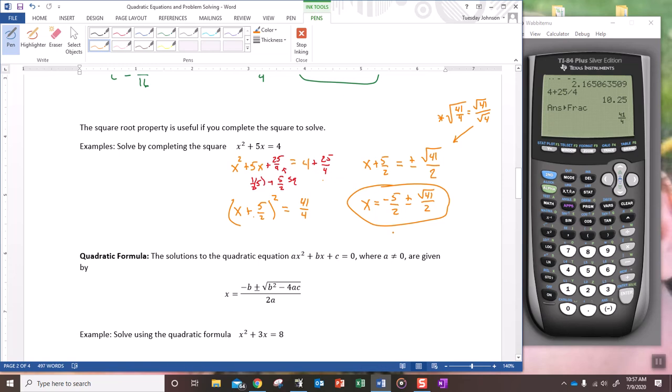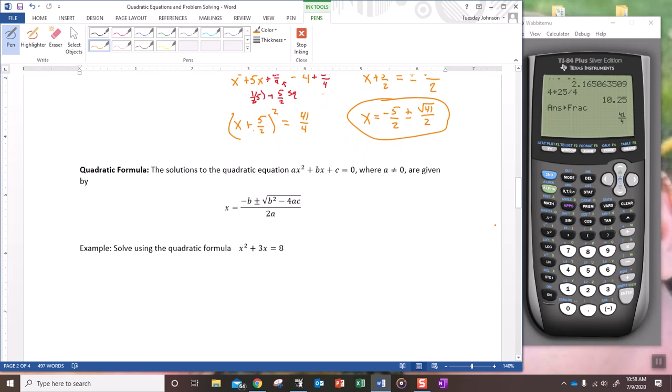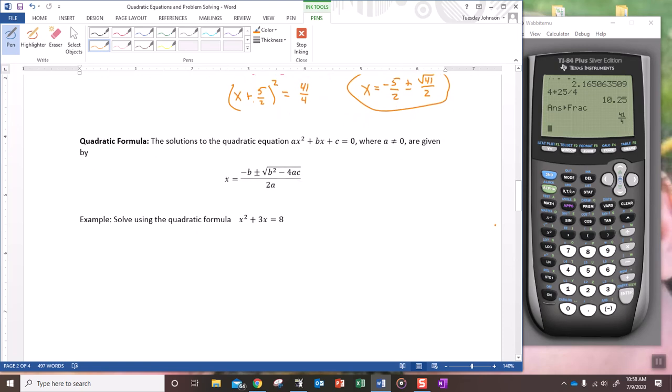On some online homework systems, you might have to write 2 separate answers, -5 halves plus the square root of 41/2, comma, -5 halves minus the square root of 41/2. It just depends on which online system you're using, if you're using an online system. At this point, most faculty are. The third method is the quadratic formula.